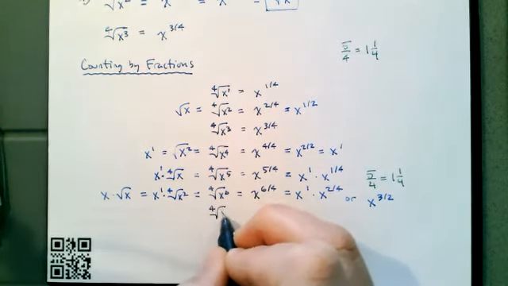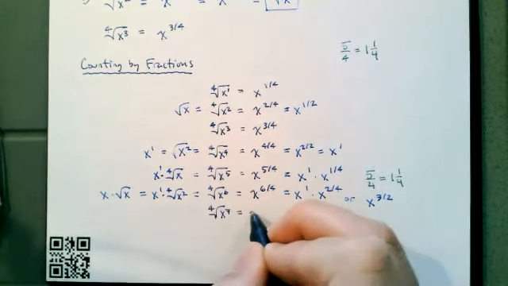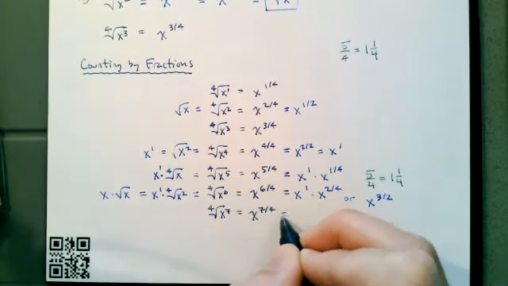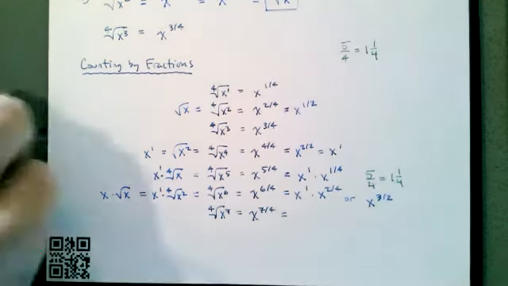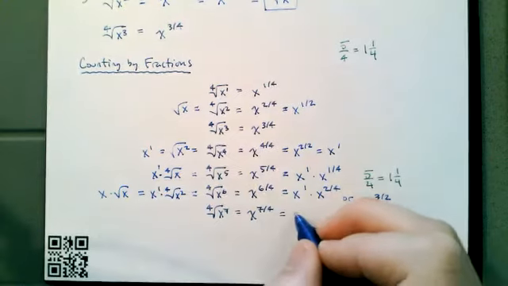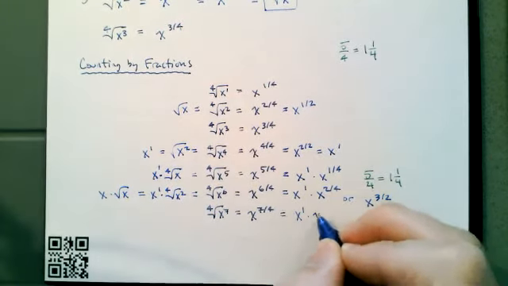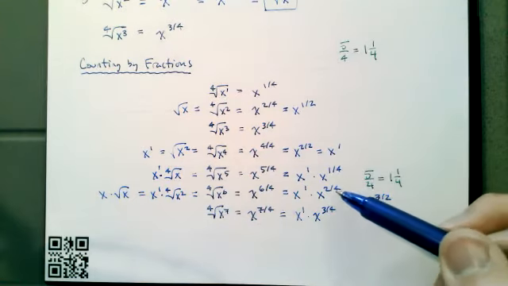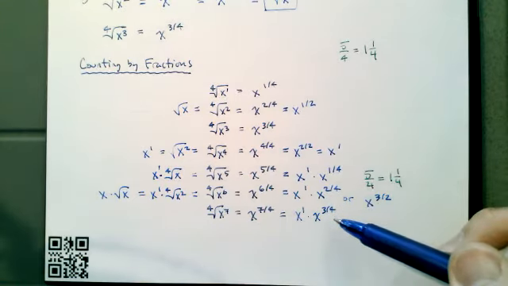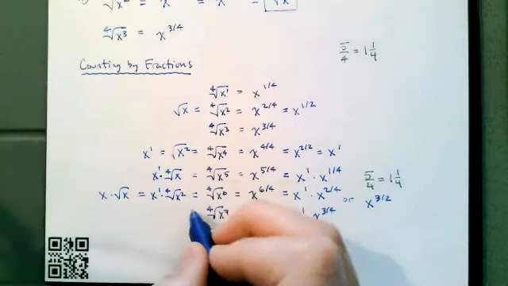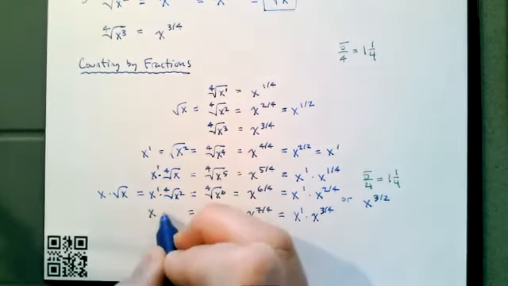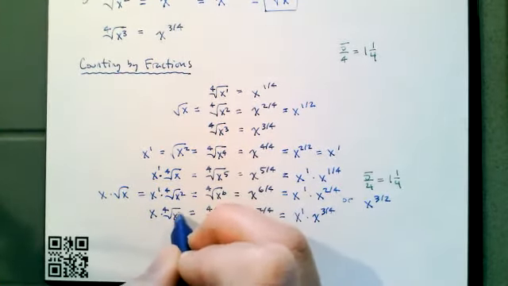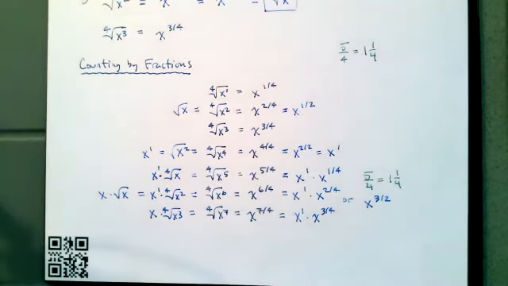Fourth root of x to the 7th is x to the 7/4. I can still only subtract 4 from 7 one time. And then I'll have 3/4 left over. Here are the leftovers. 1/4, 2/4, x, and a 4th root of x to the 3rd. We can think of counting by fractions.